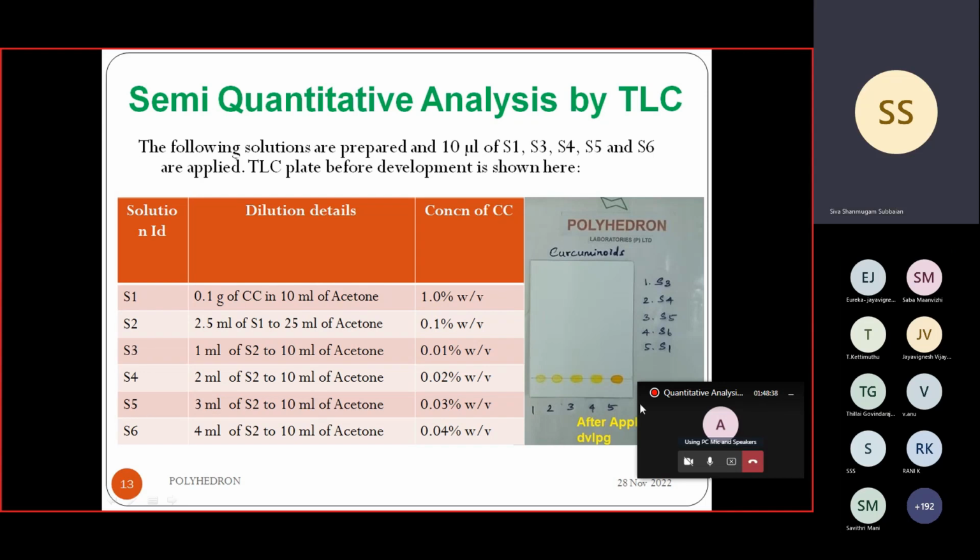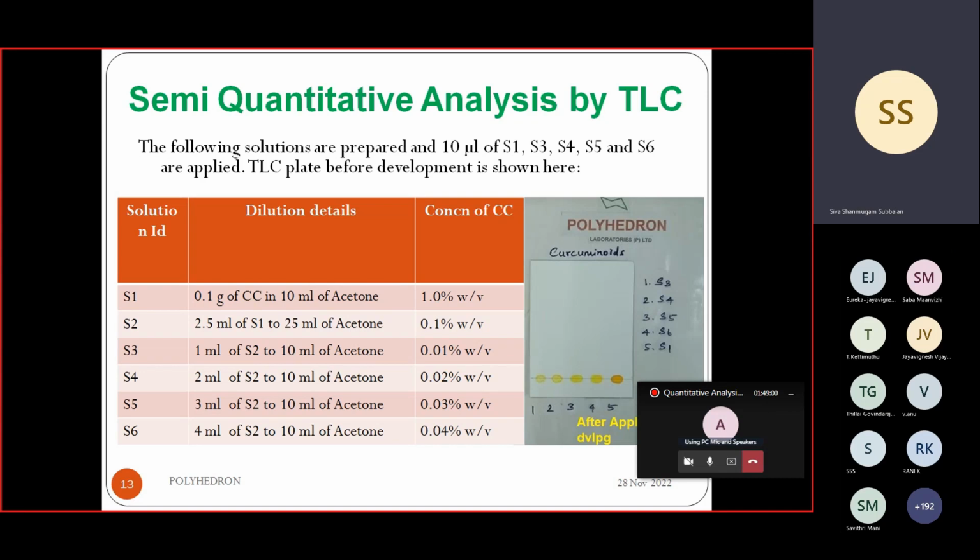And 10 microliters of each of the solutions except S2 is applied. S2 is not required for this analysis. It is only for preparing the serial dilution, so S2 we are not applying. So S1 to S6 without S2 are applied here. Each application is of 10 microliters, applied very accurately using a micro syringe.